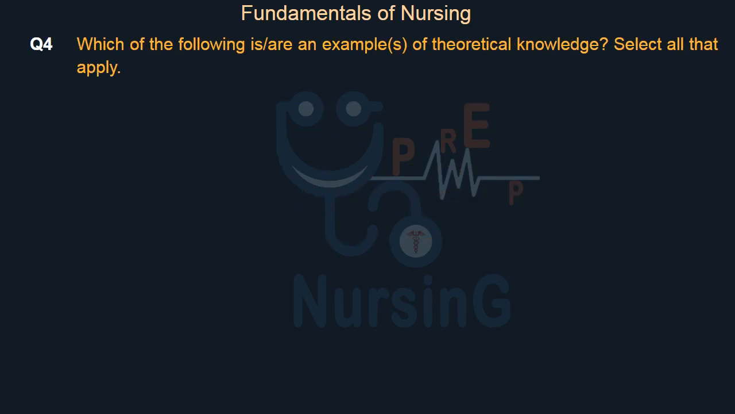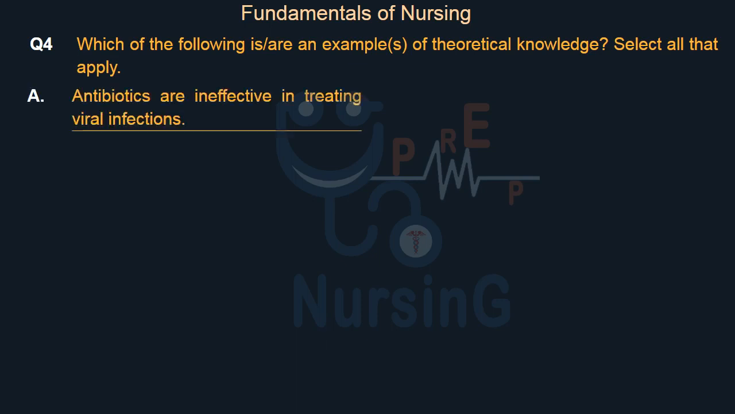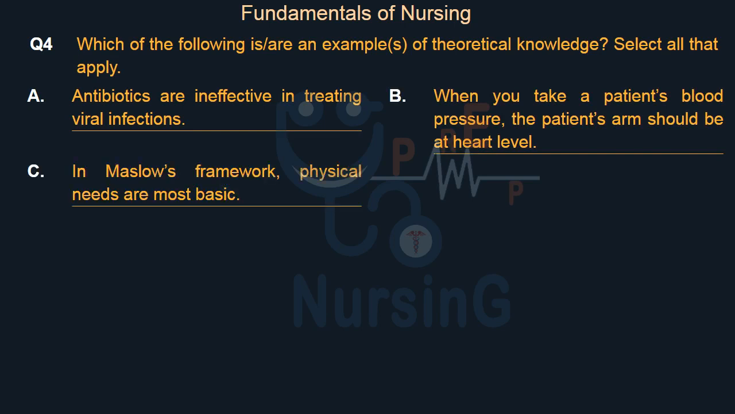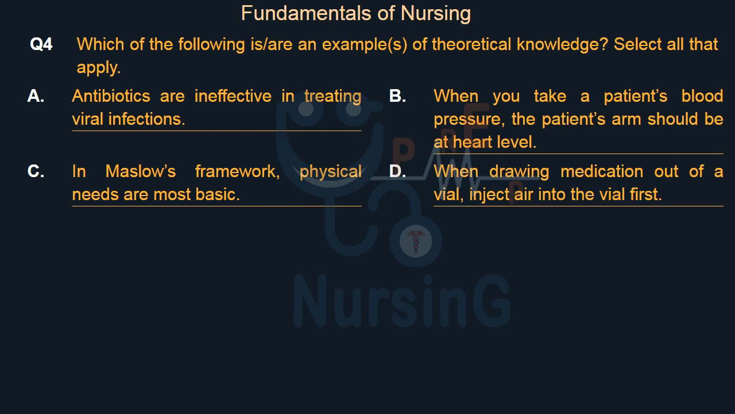Which of the following is/are examples of theoretical knowledge? Select all that apply. Option A. Antibiotics are ineffective in treating viral infections. Option B. When you take a patient's blood pressure, the patient's arm should be at heart level. Option C. In Maslow's framework, physical needs are most basic. Option D. When drawing medication out of a vial, inject air into the vial first.